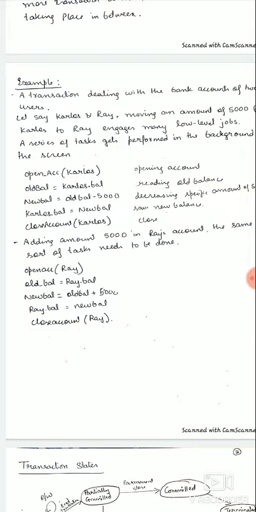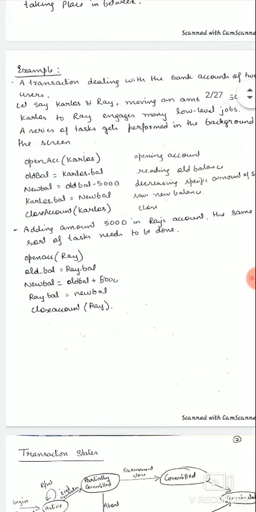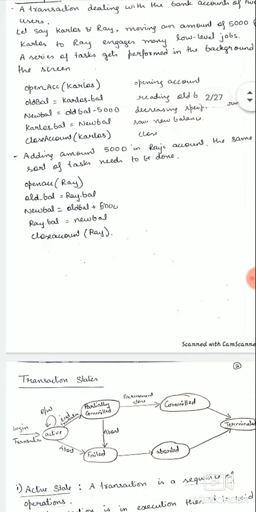We are performing a transaction of 5,000 from Carlos's account to Ray's account. This is nothing but a transaction. A transaction is a logical unit of work on the database, or an action or series of actions that is going to be performed by a single user or an application programmer.